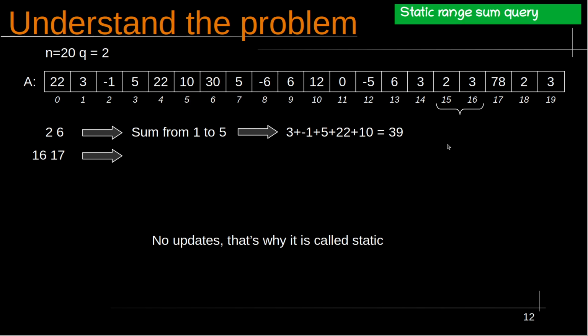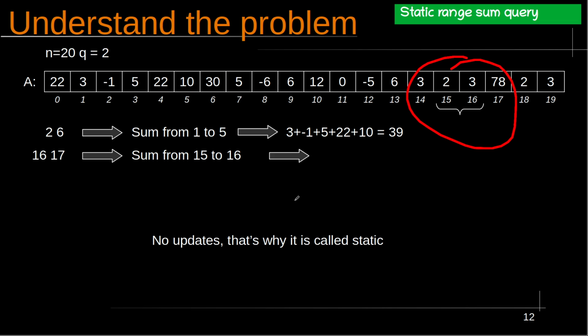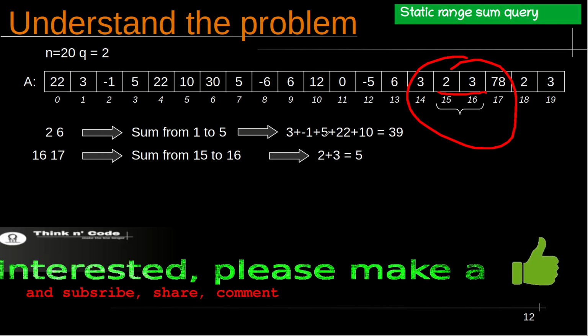Here, as you see in the animation here, this one, which means from 15 to 16, 2 plus 4, this 2 ones, is equal to 5. This is our solution, or our code. What our code must do.